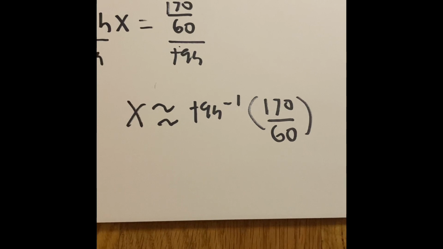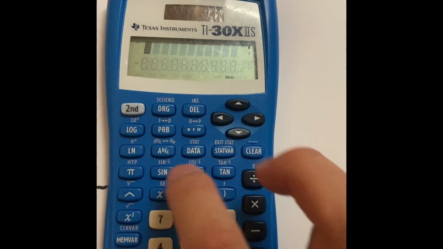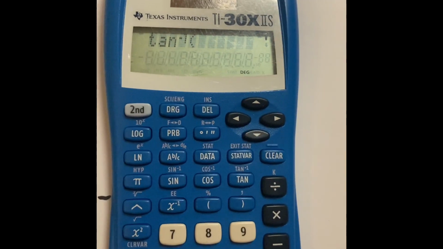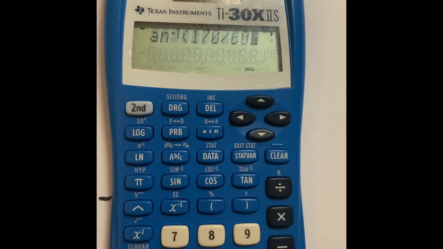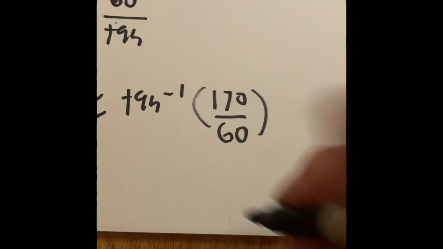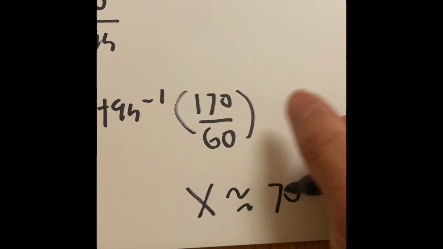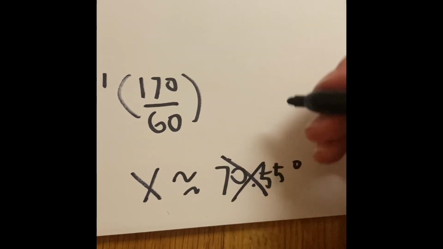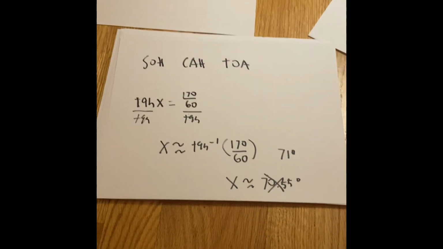So let's take a look on our calculator. We are going to press second, because that changes the tangent into tangent to the -1, and multiply by 170 divided by 60. So we should get 70.55 degrees. So the angle the emperor is looking at is somewhere around 70.55 degrees. If you wanted a rounded answer, change it to 71 degrees, because your teacher wants things rounded to make the grading simpler.